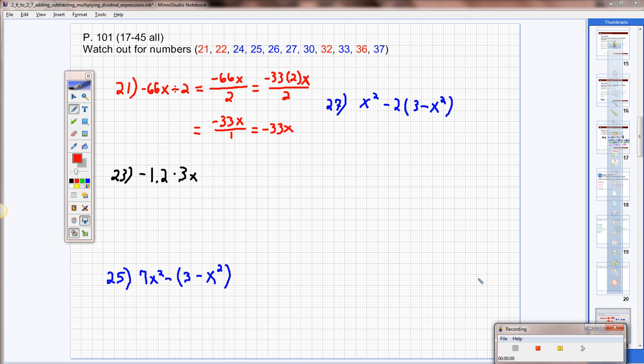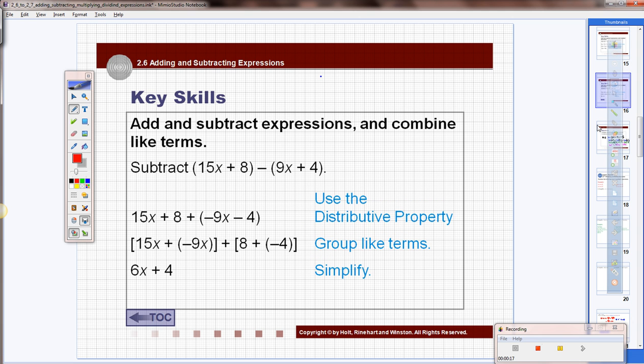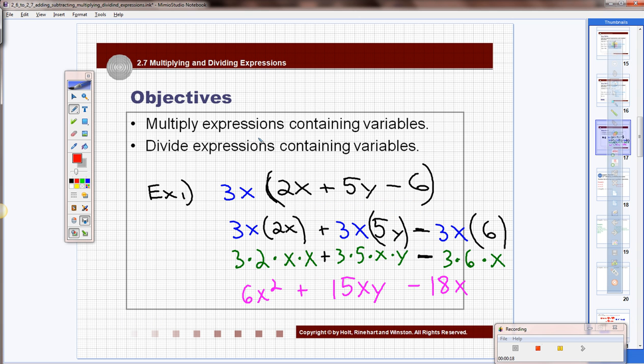Right, Mr. Claxton's Algebra 1 students, the goal right now, what we are trying to accomplish, is to add and subtract expressions and combine like terms. Now that's what we were doing in 2.6, and we're still doing it in 2.7, but we are just adding an element to it. We are multiplying expressions that contain variables, and then dividing expressions that contain variables. And this section is vast in the knowledge that you need to complete some of these skills.